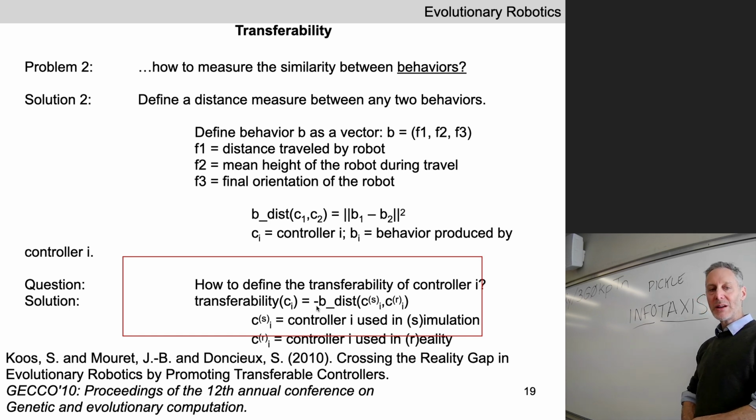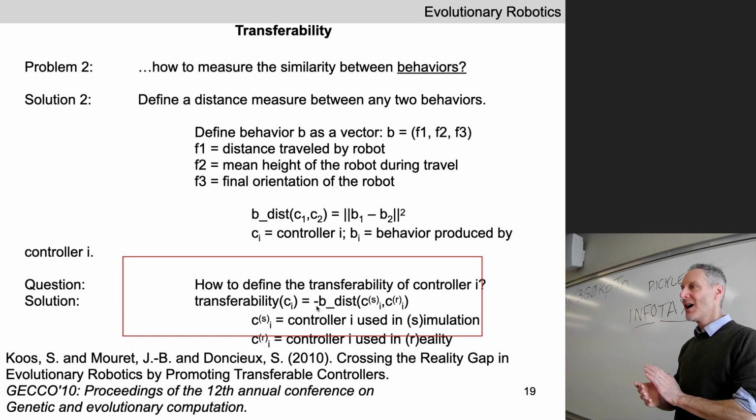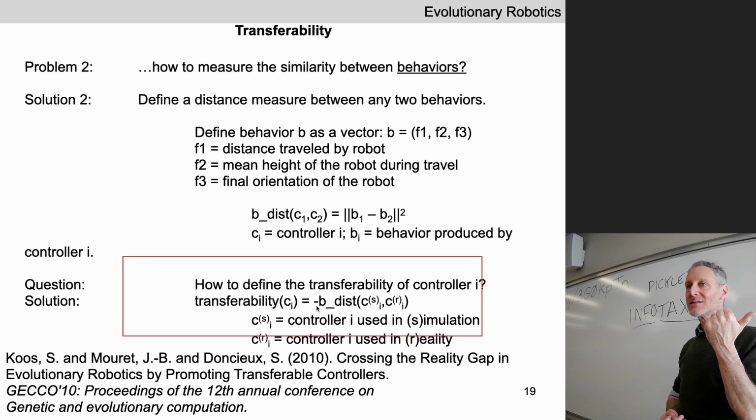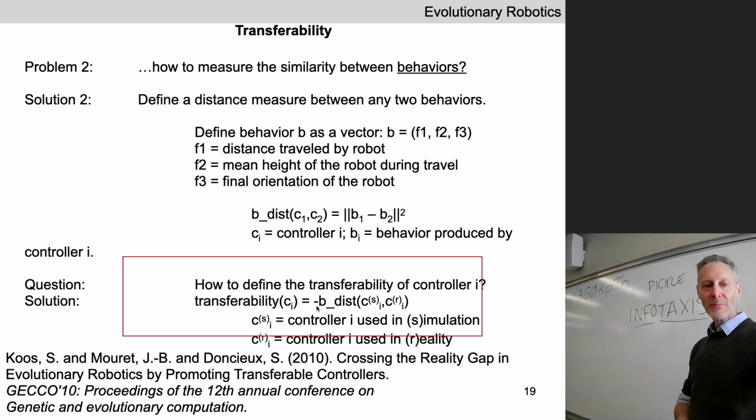So transferability is now a value that we're trying to maximize. Higher values of transferability mean that controller is more transferable, but transferability is now always a negative number. So a transferability value of -1,000,000 means that controller failed to cross the gap. And a transferability value of 0 means that controller perfectly crossed the gap.